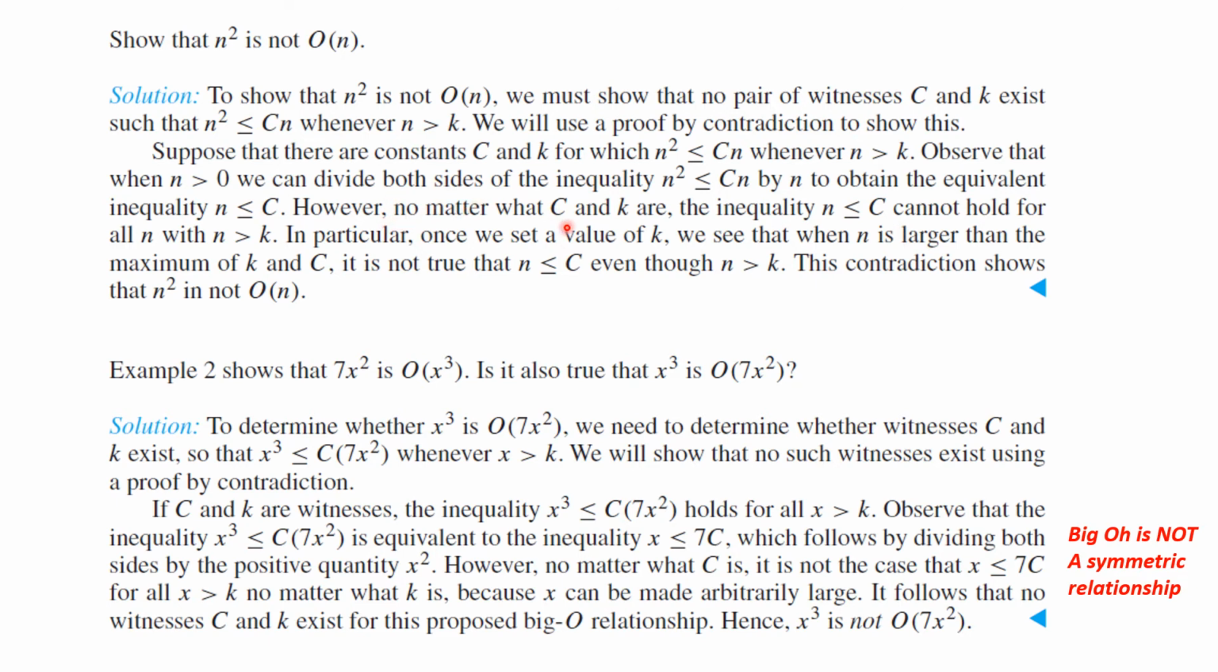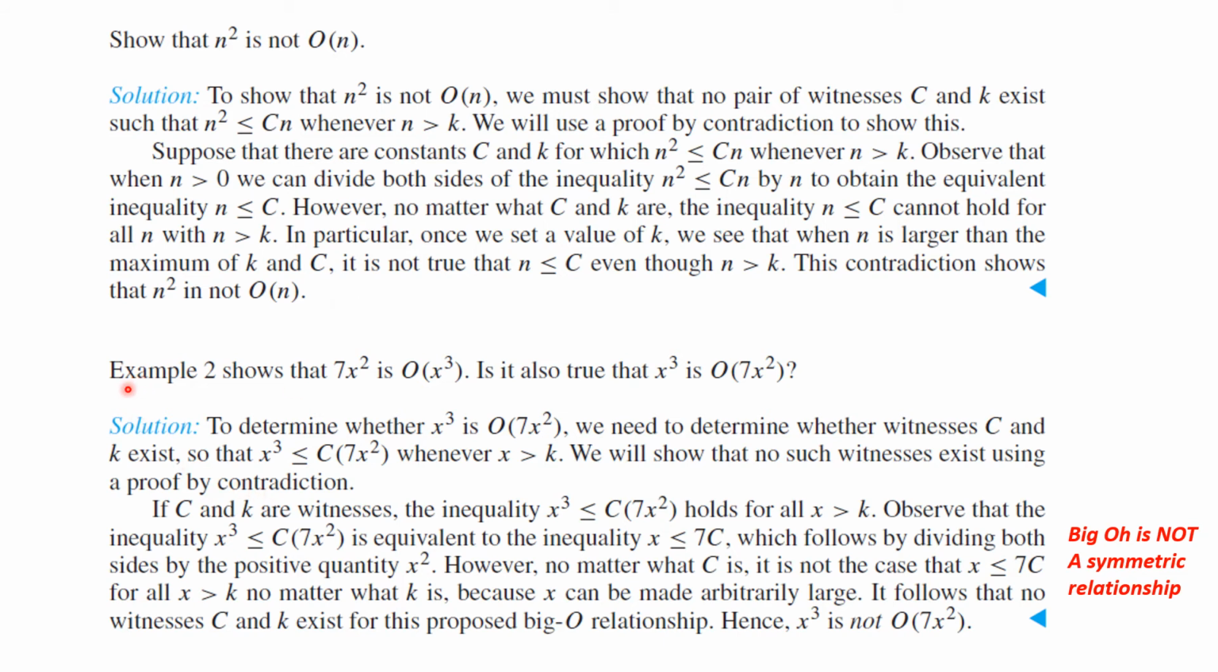No matter what c and k are, n is less than or equal to c cannot hold for all n with n bigger than k, because you could take n to be a bigger and bigger number. And so it's not bounded above by c. In particular, once we set a value of k, we can see that n is larger than the maximum of k and c. So it's not true that n is less than or equal to c, even though n is bigger than k. This is a contradiction, and our assumption was that n squared was big O of n, so the contradiction means n squared is not big O of n.